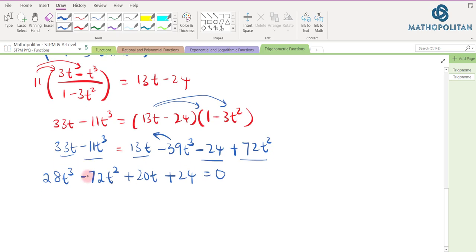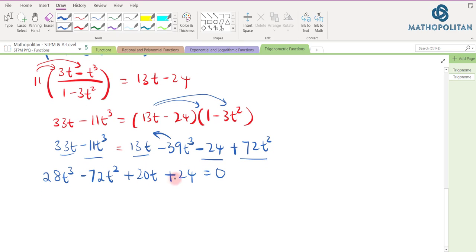Alright, and then we can simplify this term, so we can divide by 4. So we divide by 4 across. So 28 divided by 4 is 7t power 3. 72 divided by 4 is 18. And then 20 divided by 4 is 5. And 24 divided by 4 is 6.